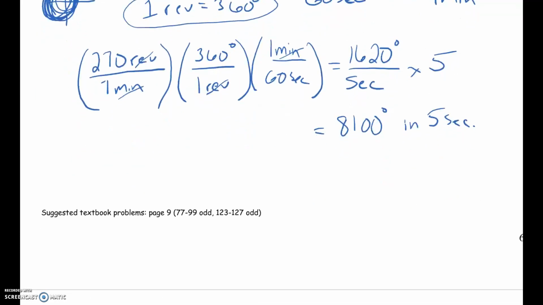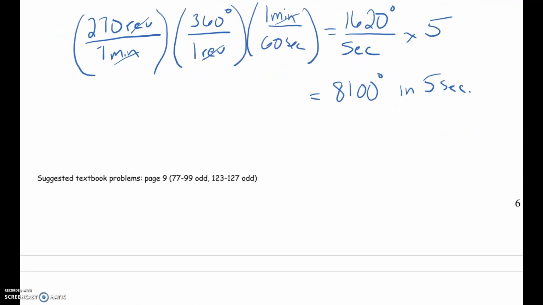Alright, so here are the suggested textbook problems on the bottom of page 6. Good luck!